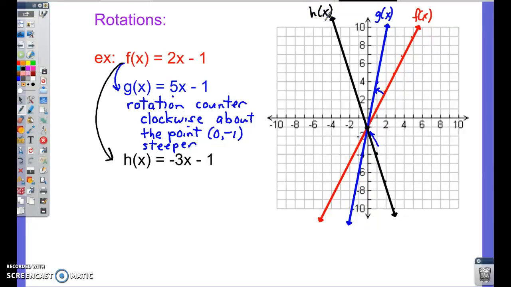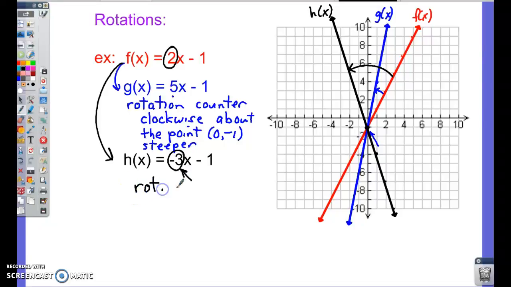And in comparison to the original function f of x, it started here, and once again it rotated counterclockwise. It was about the point 0, -1. Now, as far as the steepness of it, if you compare the original steepness of f of x, which had a slope of 2, and the steepness of h of x, which had a slope of -3, remember the slope is the rate of change. We don't care whether it's a positive or a negative rate of change, but this -3 right here has a greater absolute value than the positive 2. So this one actually became less steep.